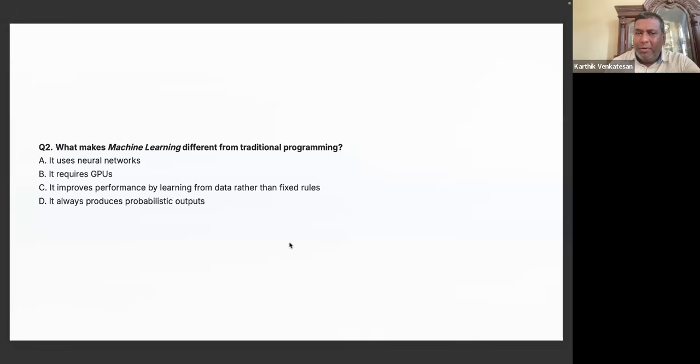Machine learning, usually you don't use GPUs. Yes, you can accelerate, but usually you don't use GPUs. Usually deep learning, transformers, CNN networks, those are the things you use GPUs for. But yeah.